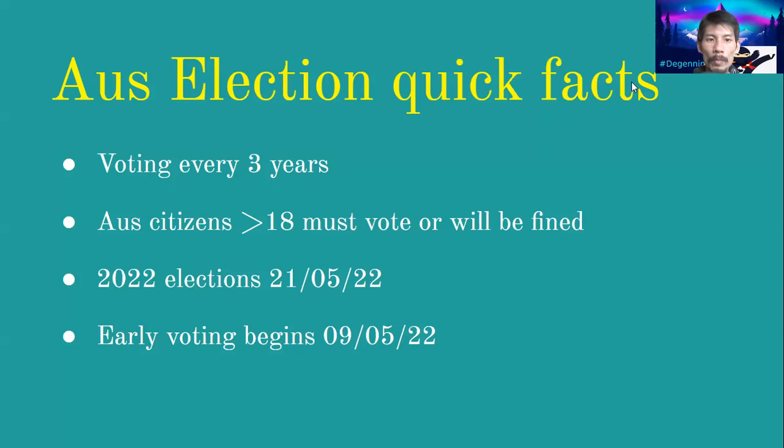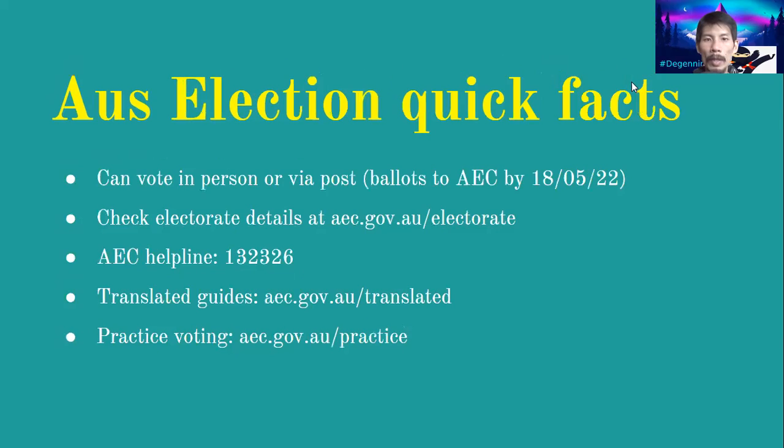This year's 2022 elections are happening on the 21st of May. Early voting begins on the 9th of May, so it's already open. You can turn up to one of the voting sites in your local area to vote in person. There's also an option to vote via the post. You can post your ballots back to the AEC, the Australian Electoral Commission, and the ballots have to arrive by the 18th of May.